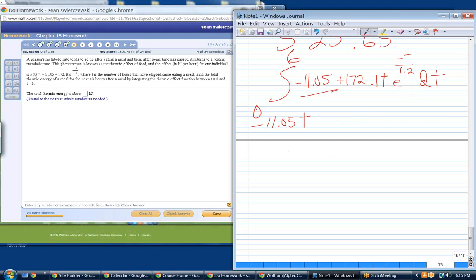And to integrate by parts, what's u? 172.1 t. What's dv? dv would be negative 11.05. No. Notice that this plus sign means that when you take the integral of the sum, it's the same as the sum of the integrals. So this is the same as putting another integral sign in front of that plus sign. We've already handled the minus 11.05 part of it. That's over here: e to the negative t over 1.2 dt.